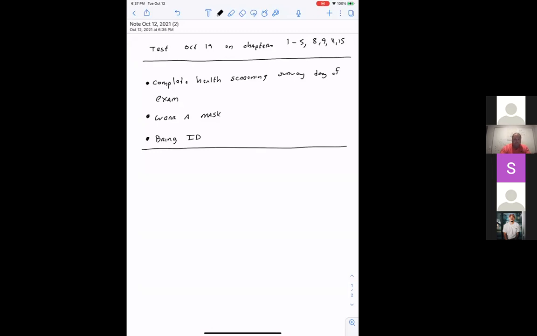So those are the three things to do before. Wear a mask, bring ID, because I don't know who you guys are. I don't even see 99% of your faces. So definitely do that. And the health screening survey the day of the exam, you certainly have to do.